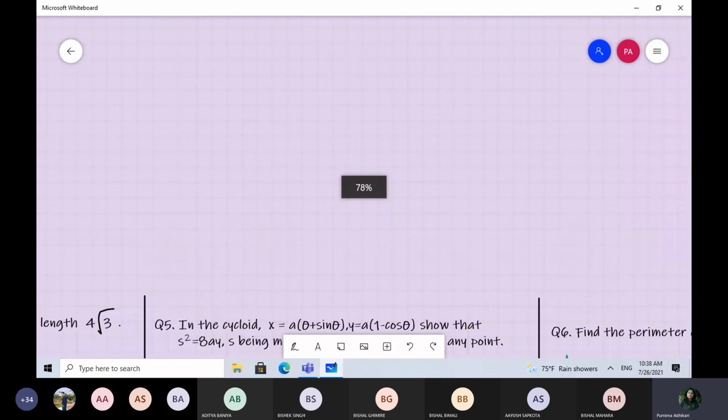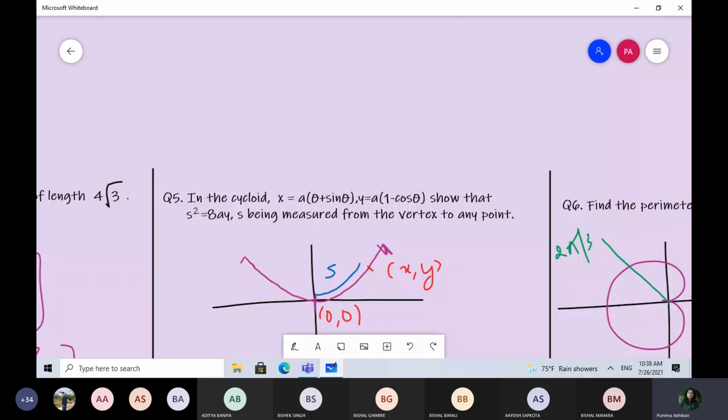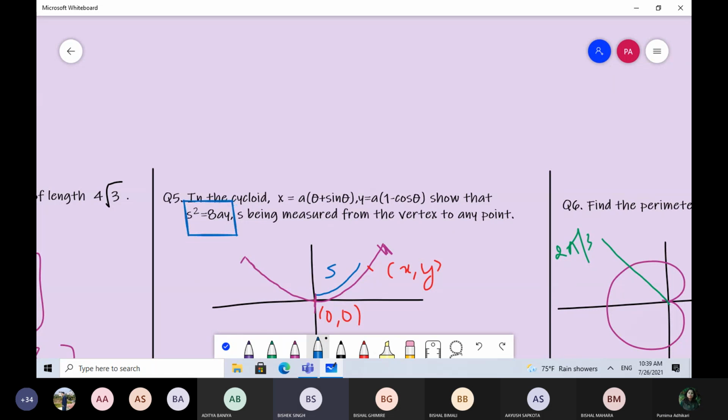हमले cycloid equation हेरेपछि we have to decide two things, whether it is facing upward or downward, because we have two different signs for x and y. So your cycloid is facing upward, and because you put theta equals to 0, you will get x 0, y 0, so it's passing through origin. So this is your cycloid, and you have to show that s square equals to 8ay.